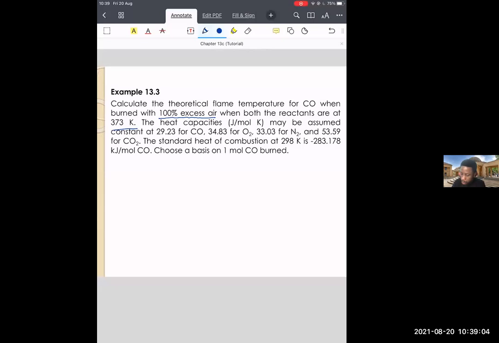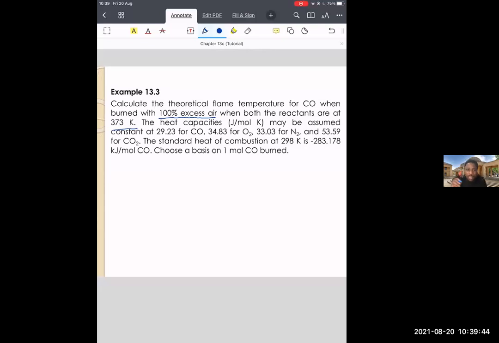Please write those down somewhere. Cp for CO, for O2, and for N2. For CO, 34.83; O2, 33.03; N2, 53.59. And then the standard heat of combustion, which would be the change in H naught, is minus 283.178 kilojoules per mole.